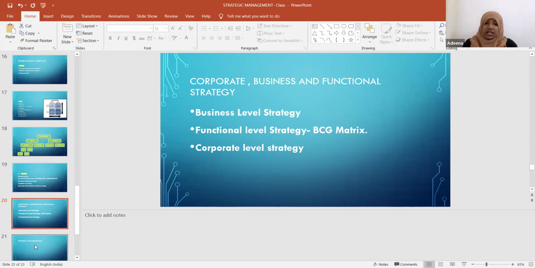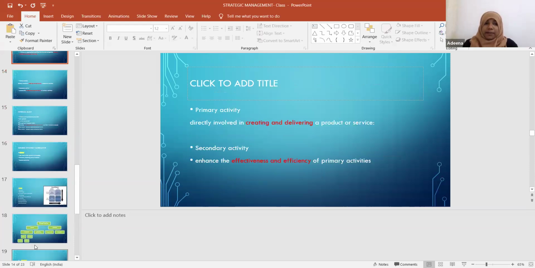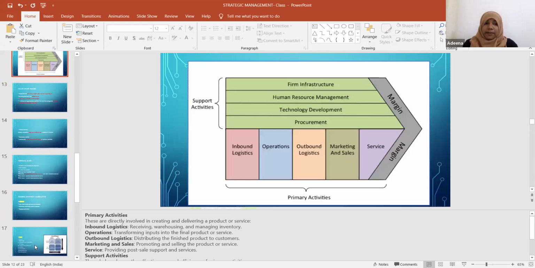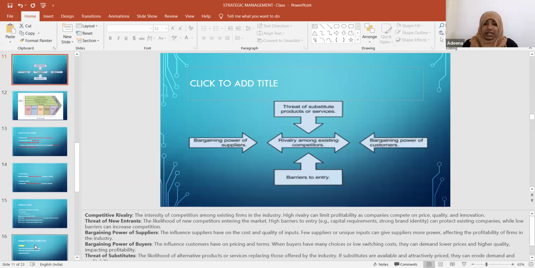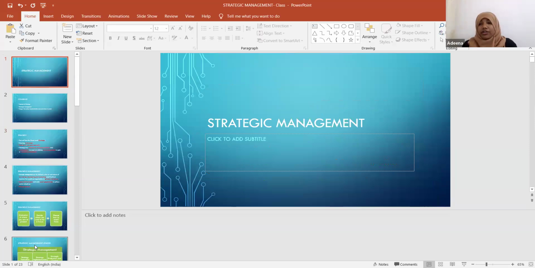So we have seen the stages, and I think the time is up. We will see the two other stages of management, that is the implementation stage and evaluation and control, in the next session. I hope whatever we have discussed today is clear to you all. Let me know if you have any queries. I'm ready to clear them now.